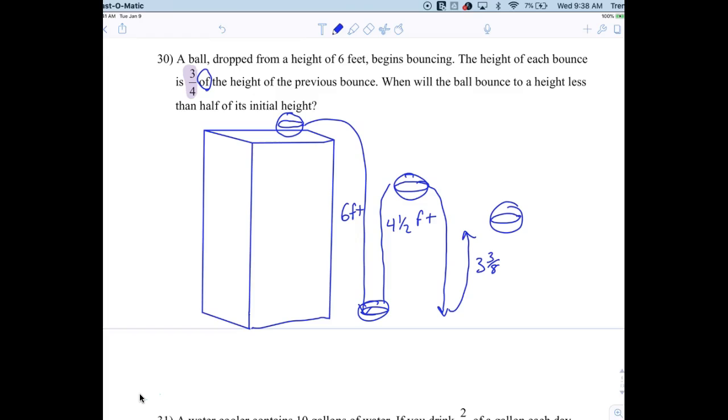So now I'm reading the question. It says, I want to know, when will the ball bounce to a height less than half? Is it less than half yet? No, it's not less than half. Because less than half would be less than what? Less than 3. So now, is it probably going to be less than 3 on the next bounce? Yeah, it's probably. So the ball comes back down, hits the ground, and now how high up is it going? 2 and 17 over 32. All right. So how many times did it bounce before it reached a height less than 3 feet? 3 times. That's what I got.